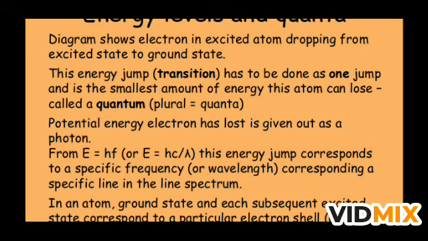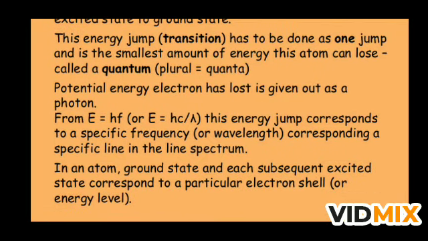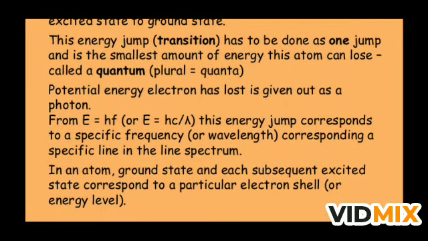The energy the electron has stored at the higher level, when it comes to the ground state, it will release in the form of a photon. And the energy of the photon is h nu, or we can say hc by lambda. This energy jump corresponds to specific frequencies and wavelengths, corresponding to a specific line in the spectrum. In an atom, the ground state and each subsequent excited state correspond to a particular energy electron shell, or we can say energy level.